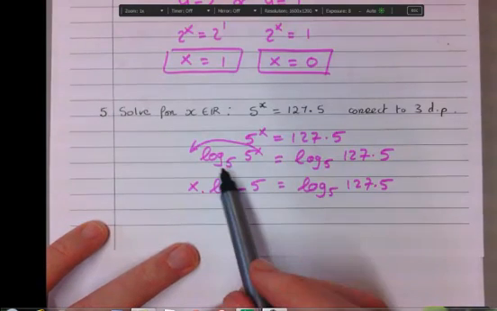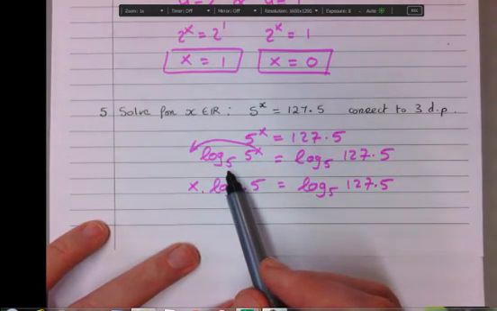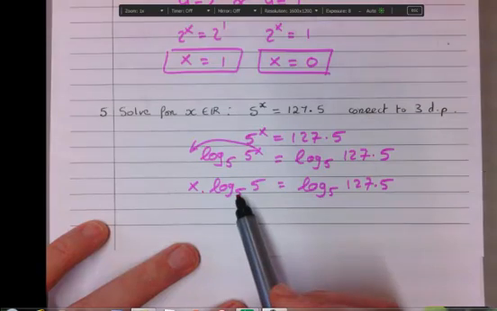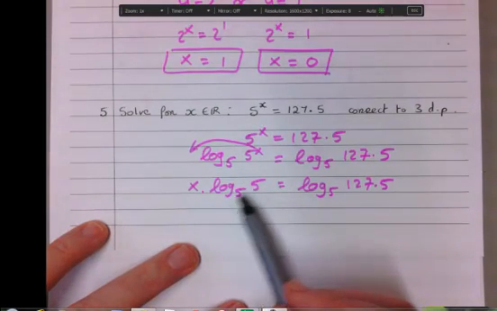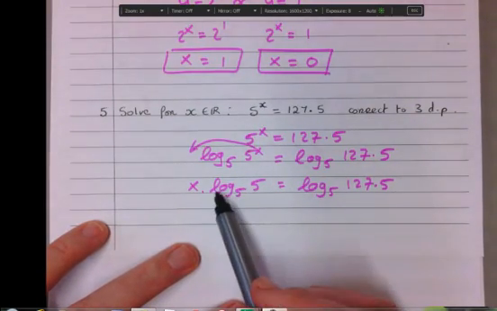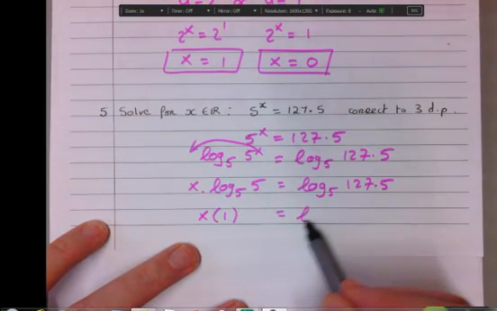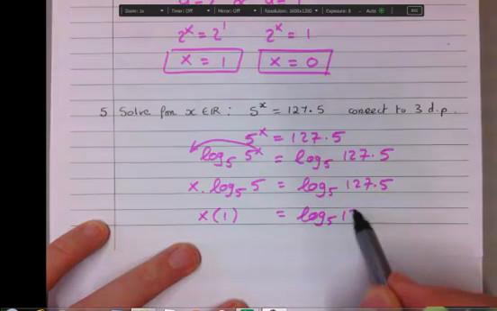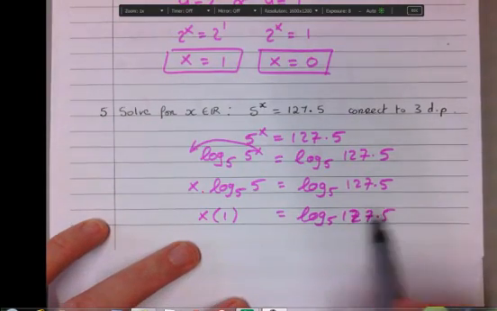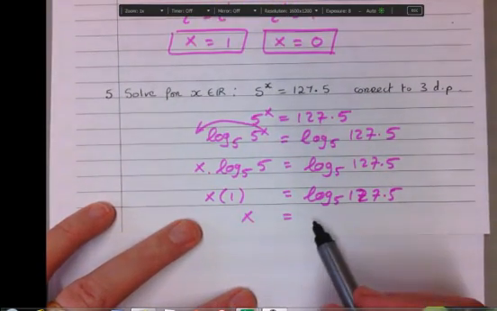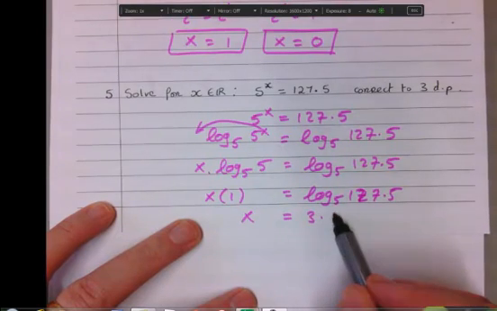And of course, why was I choosy about the base that I wanted? Well, because whenever the base is the same as the number, you'll just get 1. So that really means x times 1 is equal to log base 5 of 127.5. Into your calculator, 3 decimal places, 3.012.